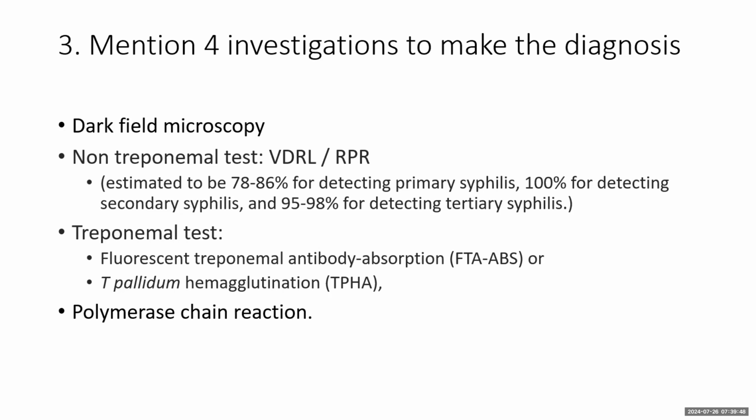It's estimated to be sensitive in detecting primary syphilis, about 78 to 86%. However, in secondary syphilis, it's 100%, and in detecting tertiary syphilis, about 95 to 98%. If these VDRL and RPR are positive, I'll go on to do a specific treponemal test, which I'll either do the fluorescent treponemal antibody absorption test, which is the FTA-ABS, or the Treponema pallidum hemagglutination test. These are said to be more sensitive than the other treponemal tests. Then I can also go on to do the polymerase chain reaction.